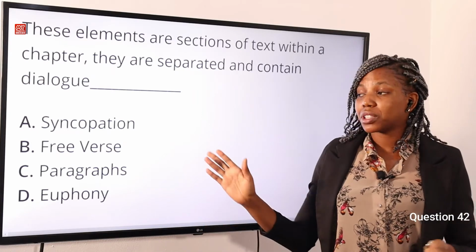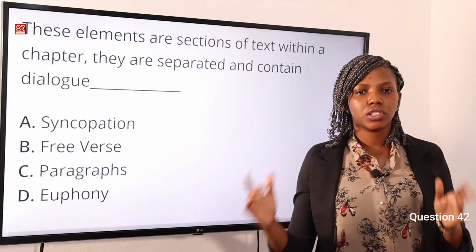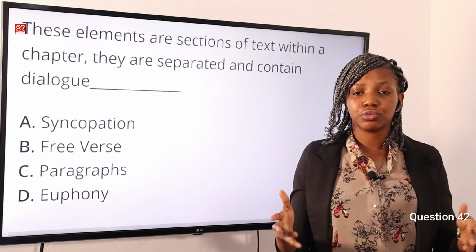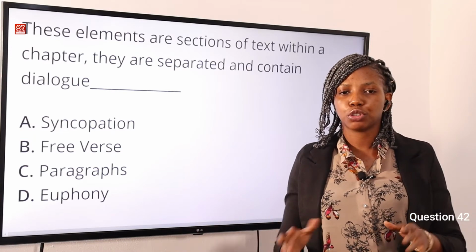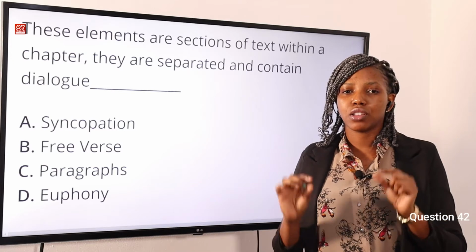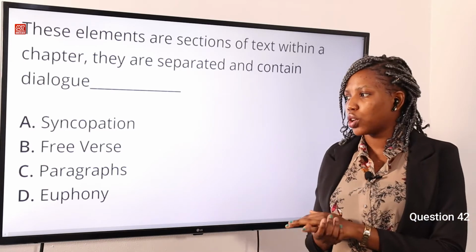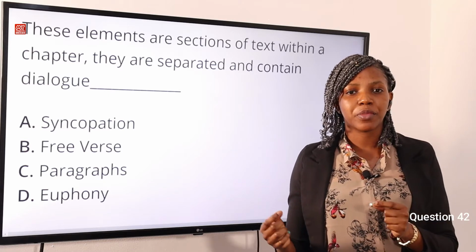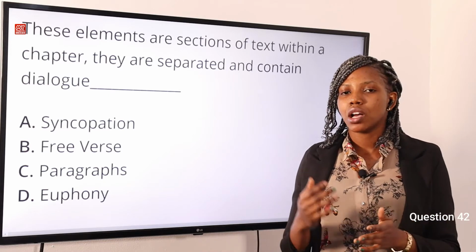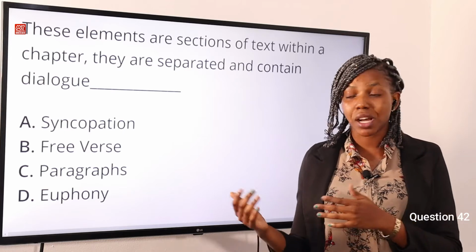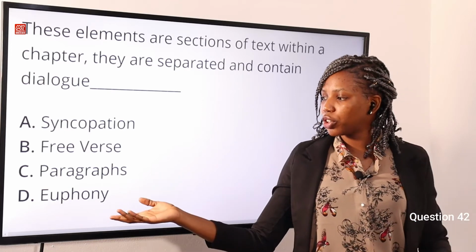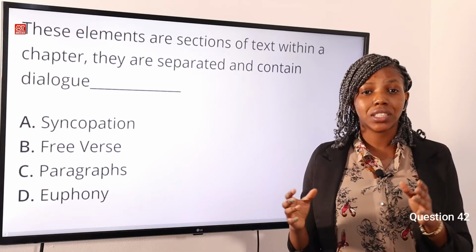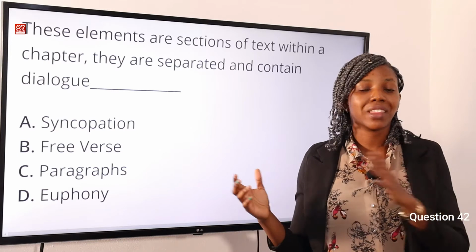Okay, let's start with syncopation. Syncopation is a musical term used to describe different rhythms played together to make a single musical piece. Free verse is a type of poem that is free from the regular reading pattern or meter pattern. Euphony is a quality used to describe something that is pleasing to the ear.